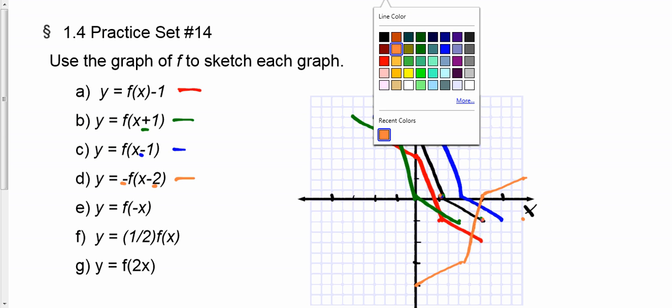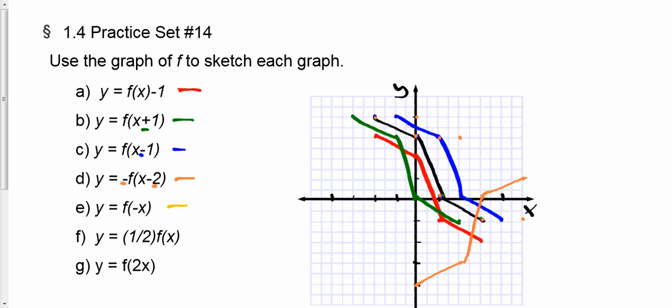Letter E, let's do in a kind of mustard yellow. Looks like baby poop or something.